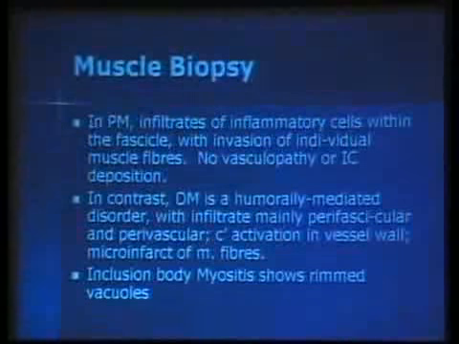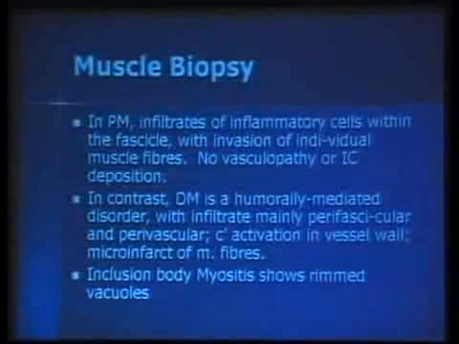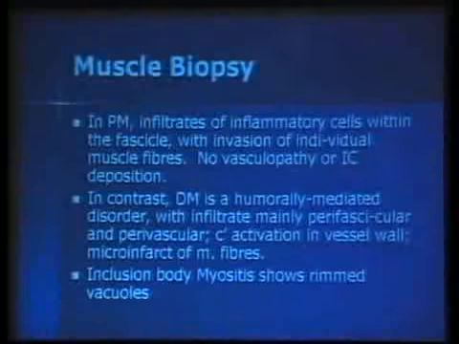In polymyositis, the infiltrate of inflammatory cells is mainly within the muscle fascicle, and there is no invasion of the individual muscle fibers and no vasculopathy or immune complex deposition. Whereas in dermatomyositis, the infiltrate is mainly perifascicular and perivascular, with complement activation and microinfarcts of the muscle fibers. And inclusion body myositis shows vacuoles.